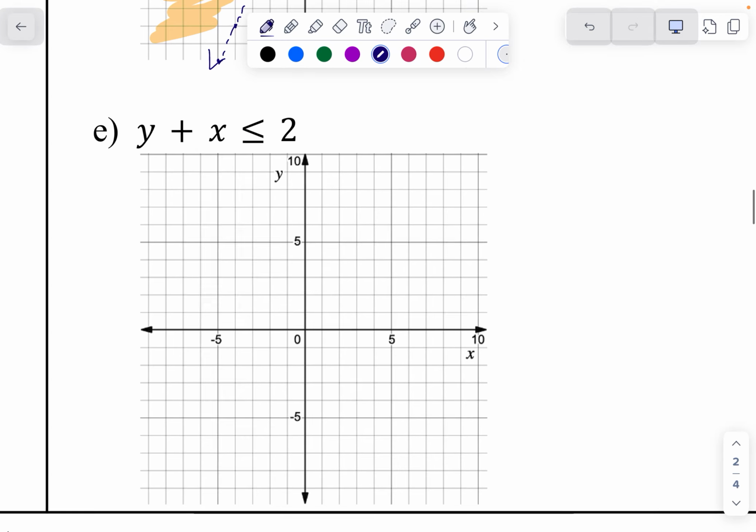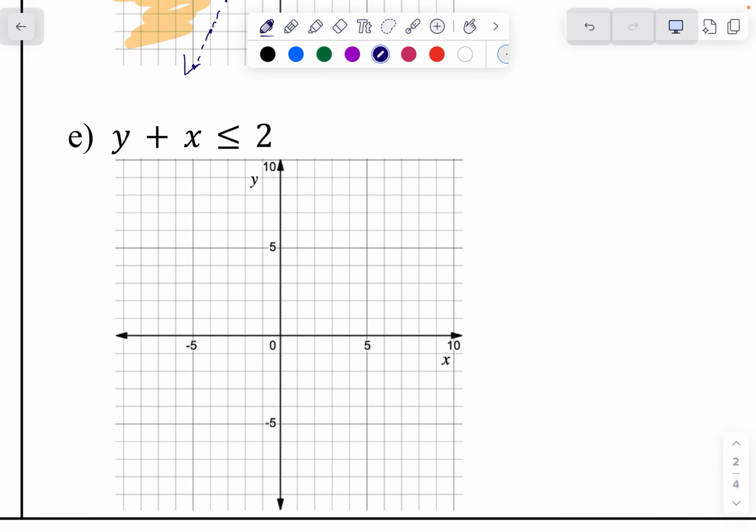Okay, let's do E. Now, for E, we do have to solve it for y, but it's a pretty nice procedure. All we got to do is subtract that x to the other side. So it's not a horrible thing to do. We get y is less than or equal to negative x plus 2. Now, I try to write it in slope-intercept form so that I see the line very clearly.